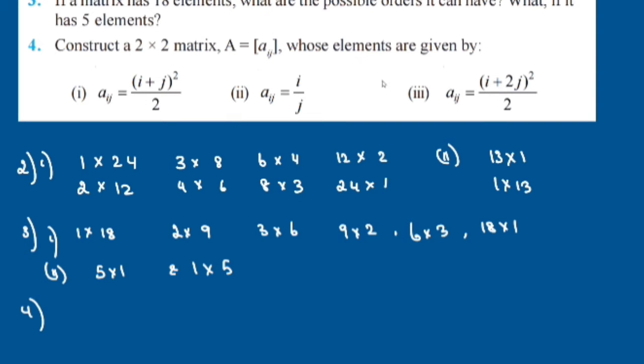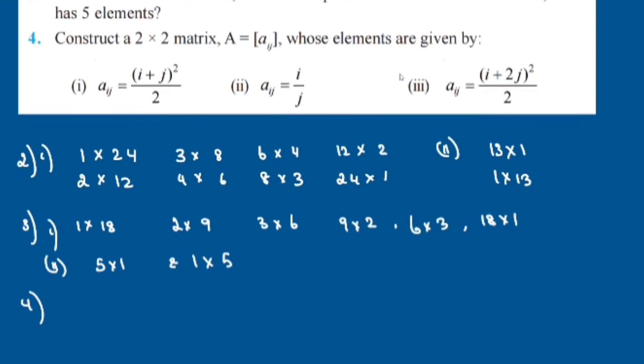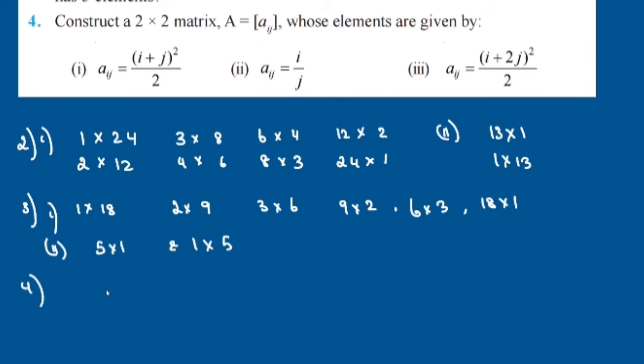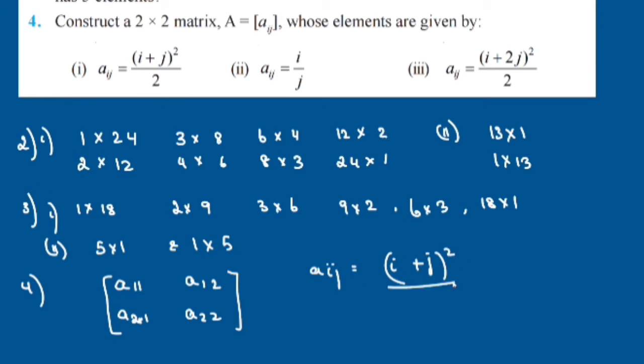Construct a 2 by 2 matrix whose elements are given by. So you have to construct a 2 by 2 matrix. First let us write the structure of a 2 by 2 matrix. How do you write it? A11, A12, 2 rows and 2 columns. So A21, A22. So these are the possibilities, right? This is the structure of this 2 by 2 matrix. So we have to find now, this is i, this is j. Let us find Aij, which is given as (i plus j) the whole square by 2.